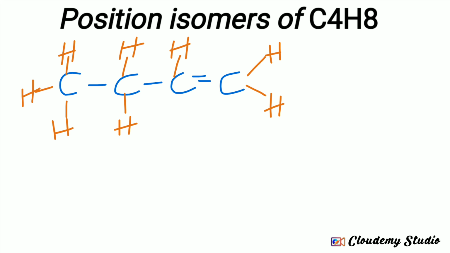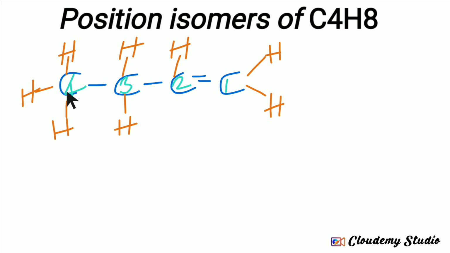Now we can number the carbon atoms. That is, this is the first carbon, this is the second carbon atom, this is the third carbon atom, this is the fourth carbon atom. Why have we numbered from the right hand side? Because the carbon to carbon double bond is at the right extreme. So while we are numbering the carbon atoms, the carbon atom containing the double bond has to get the least number. Therefore, we have numbered from the right hand side.